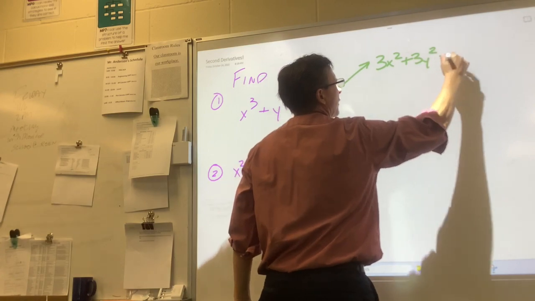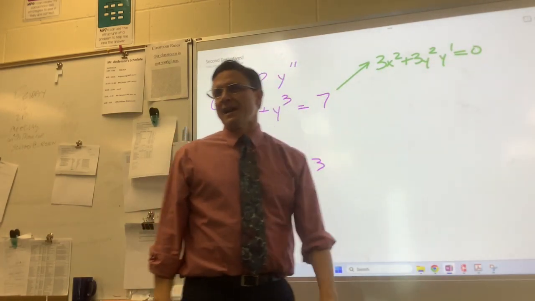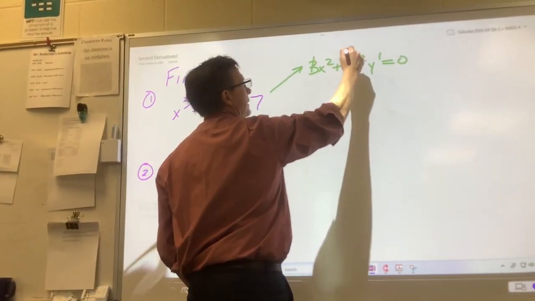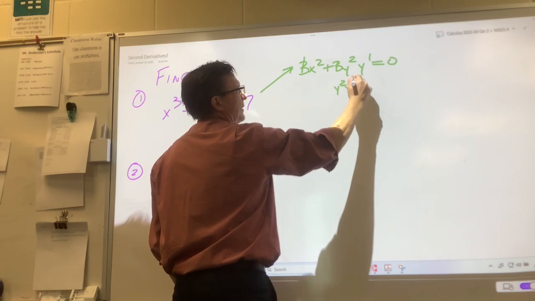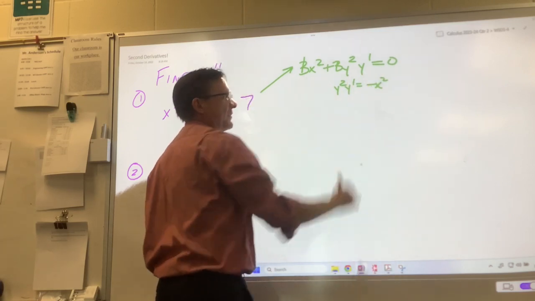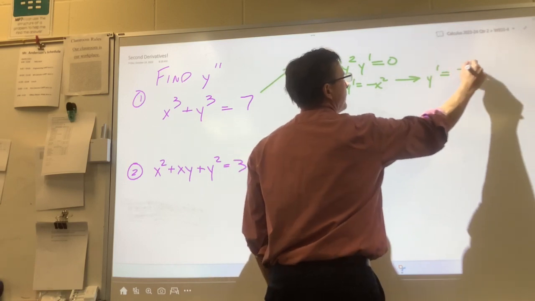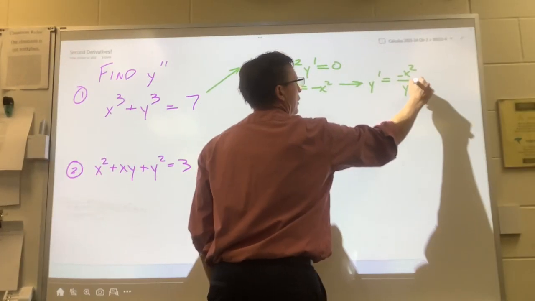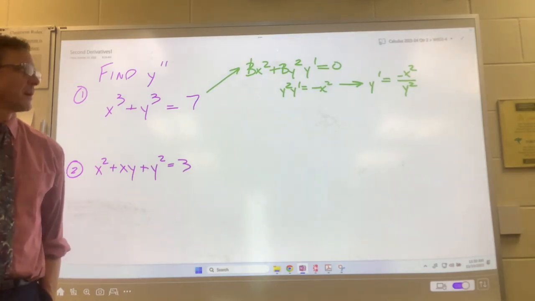So we are here. Everybody, if I divide every term by 3 right now, I get this. Move the x squared. It's this. Divide by that. Everybody, the first derivative is negative x squared over y squared. Negative x squared over y squared.